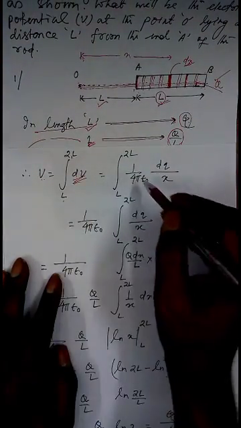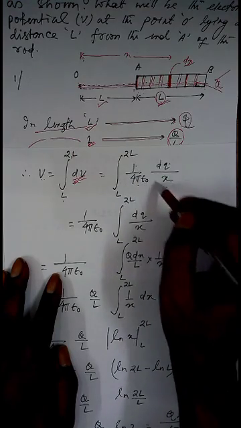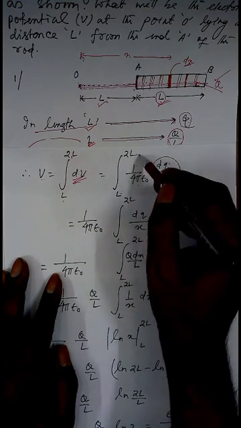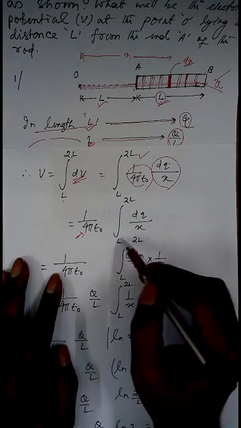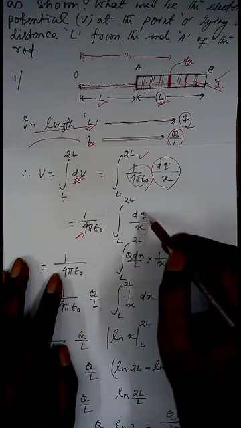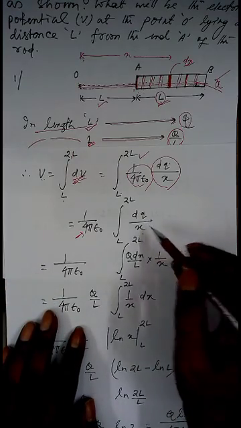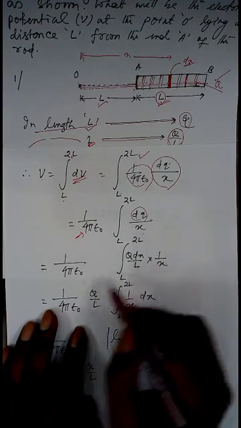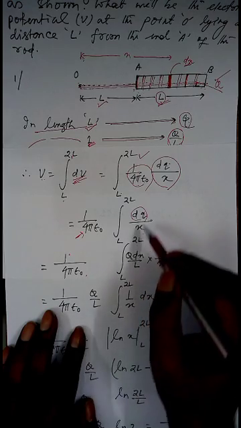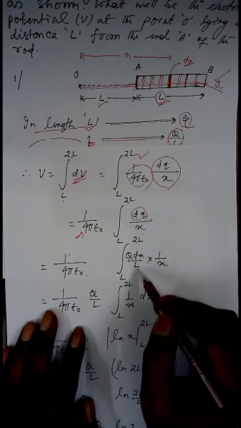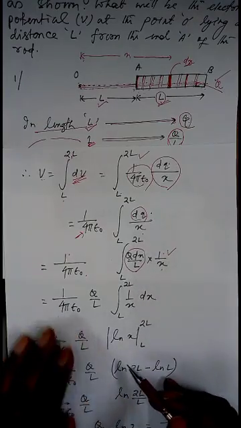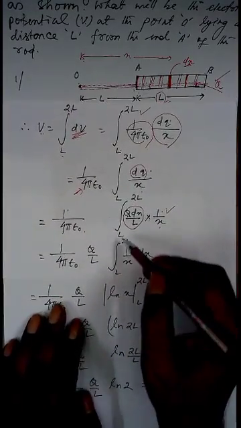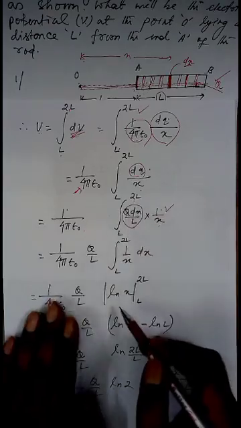So for dV, I now put 1 by 4 pi epsilon naught dq by x, integration limit from L to 2L. 1 by 4 pi epsilon naught is a constant, so it is taken out of the integration from L to 2L. So dq by x. Now I put the value of dq. dq was equal to Q dx over L. 1 by x remains as 1 by x. The limits of integration remain the same, from L to 2L.